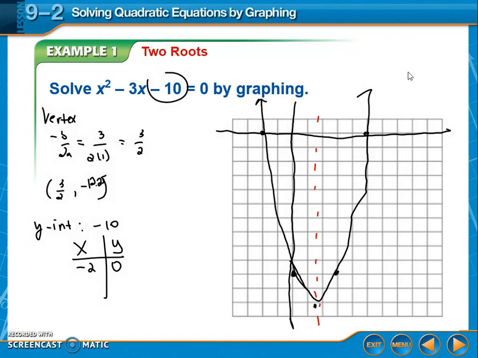So the solutions are where it touches the x-axis. In our case, here and here. We just said negative 2 is one of them. And this one is the point 1, 2, 3, 4, 5. So negative 2 and 5 are our solutions. Those are the values of x that are going to make this true.